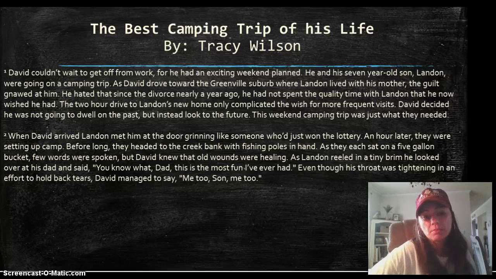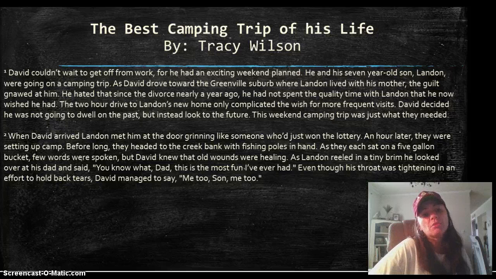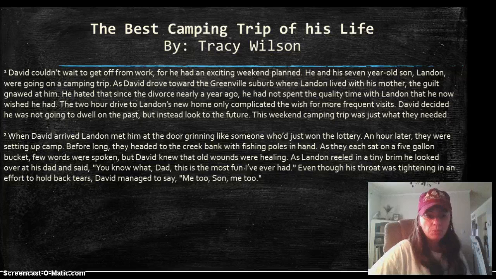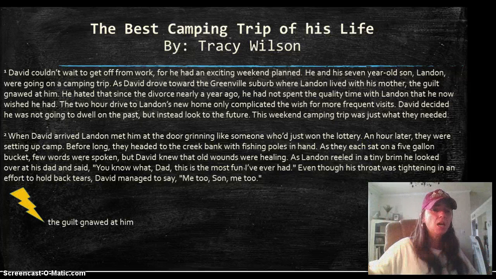When David arrived, Landon met him at the door, grinning like someone who'd just won the lottery. An hour later, they were setting up camp. Before long, they headed to the creek bank with fishing poles in hand. As they each sat on a 5-gallon bucket, few words were spoken, but David knew that old wounds were healing. As Landon reeled in a tiny brim, he looked over at his dad and said, "You know what, Dad? This is the most fun I've ever had." Even though his throat was tightening in an effort to hold back tears, David managed to say, "Me too, son. Me too." Aw. Anyway, the guilt gnawed at him.